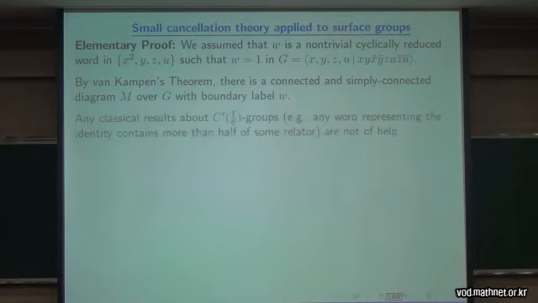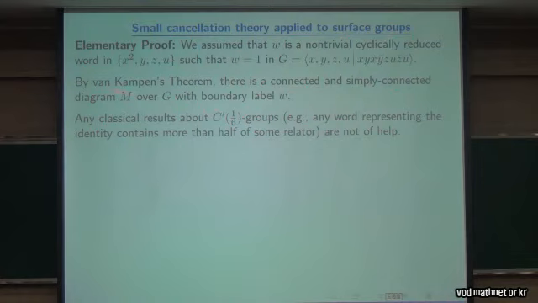In order to obtain a contradiction, any classical results are not helpful. For example, it's already known that in the case of C'(1,6) groups, any word representing the identity contains more than half of some relator. This is a well-known effect in group theory. Our surface group satisfies C'(1,8) plus epsilon, which means that our surface group is also a C'(1,6) group.